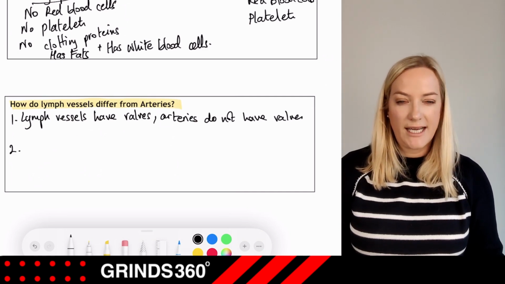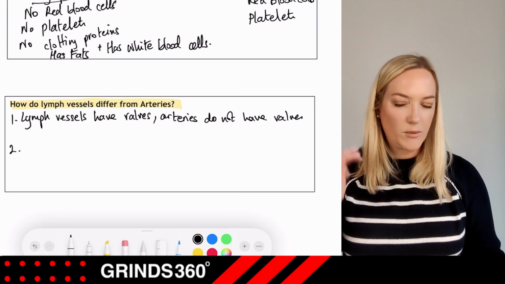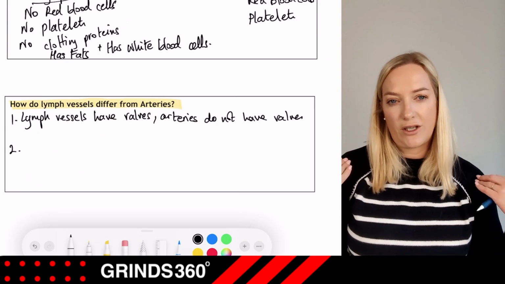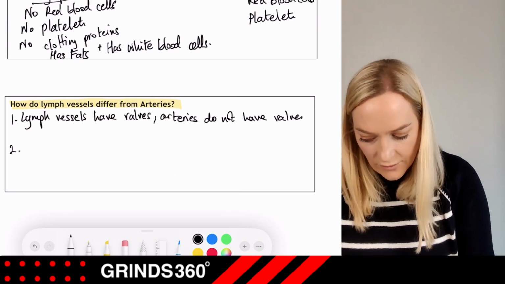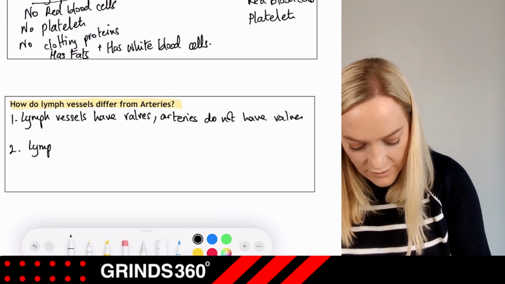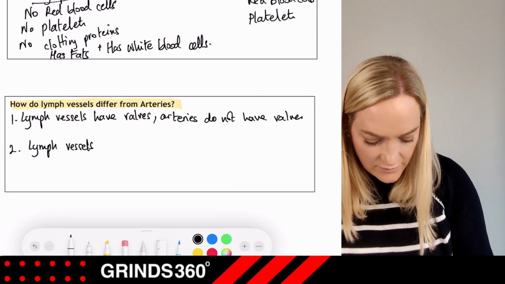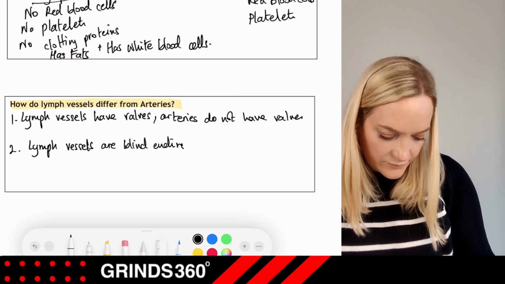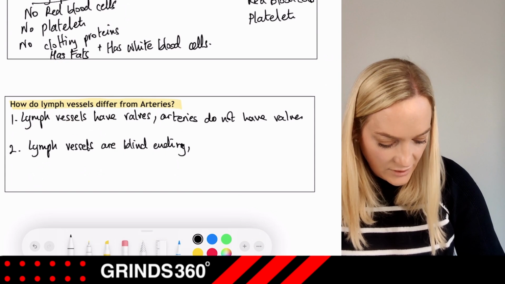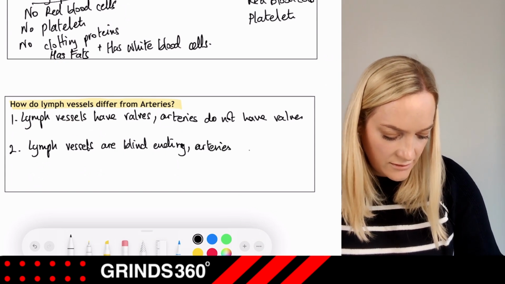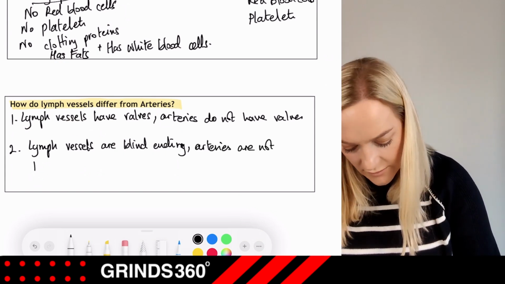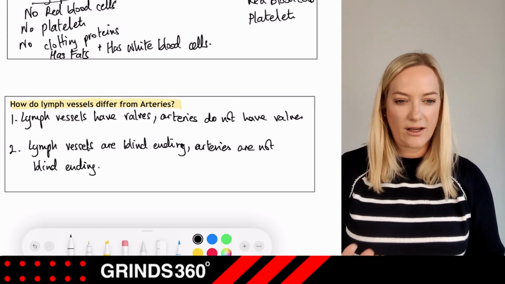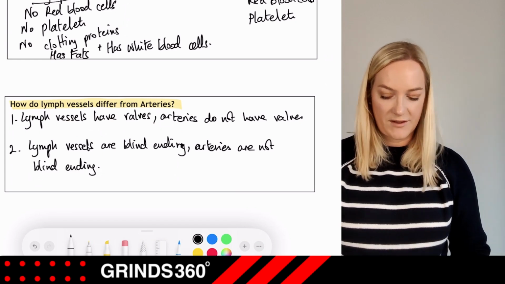Lymph vessels are blind ending, whereas arteries are not blind ending. The blind ending lymph vessels are eventually joined up with the thoracic and the right lymphatic duct, which will end up joining up with the subclavian vein. So lymph vessels are blind ending, arteries are not blind ending. Okay, so that could be a question with this.